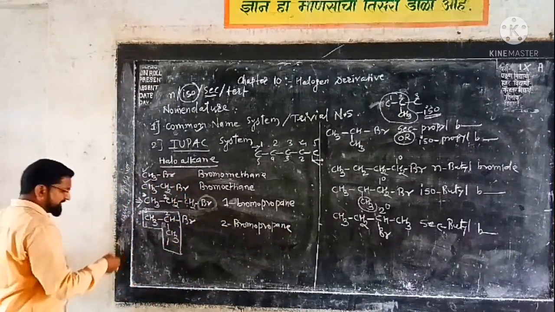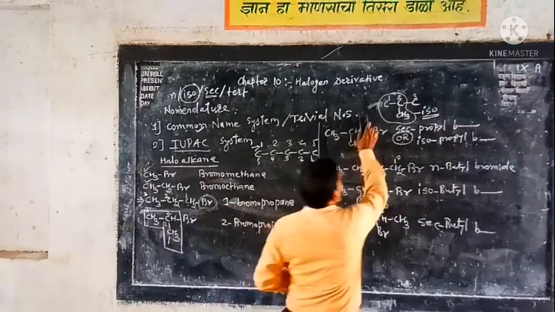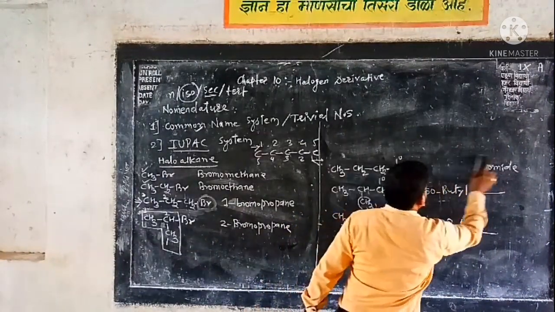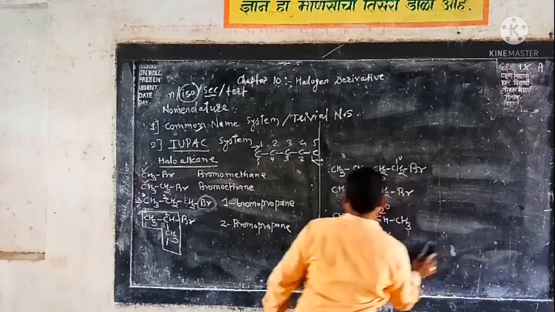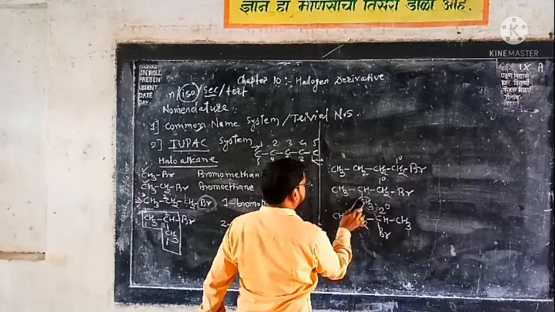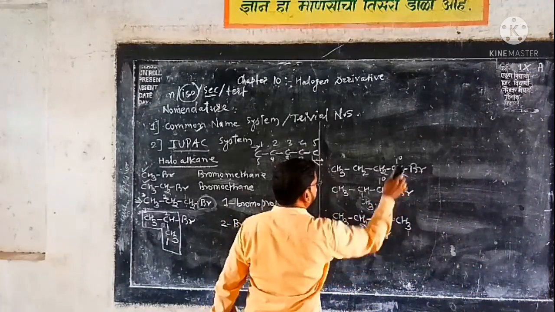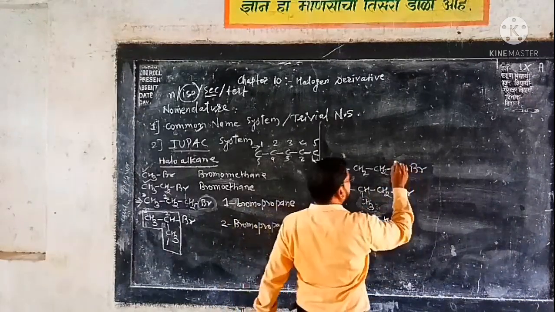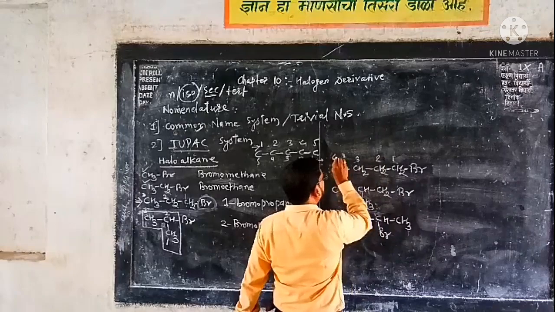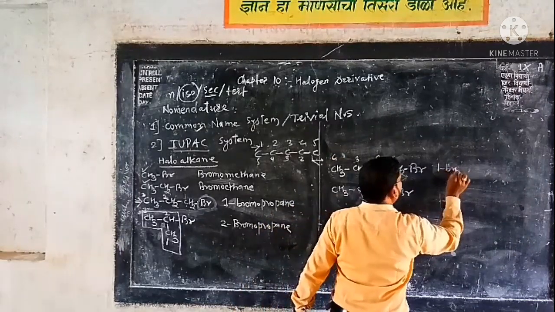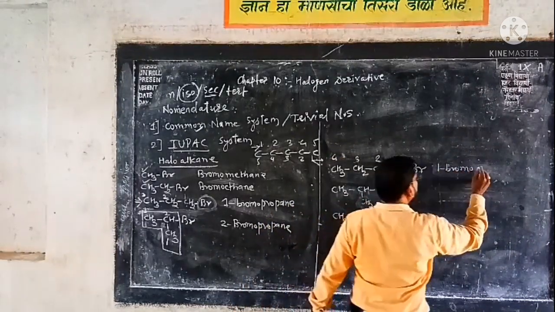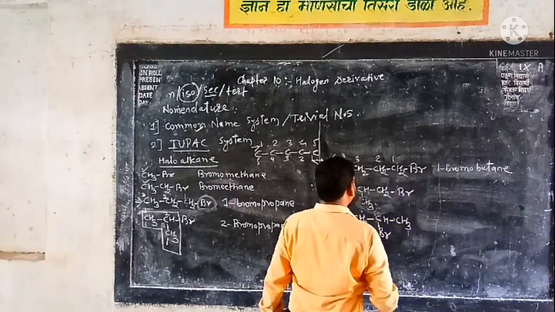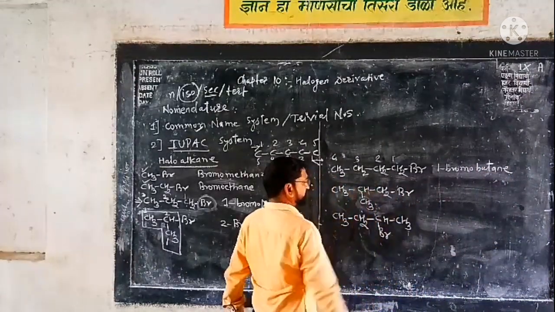Let us discuss the illustration again in the incoming examples. These are the cases to be discussed. So listen carefully what I am saying. Here numbering very clearly 1, 2, 3, 4. It will become 1-bromobutane, 1-bromobutane.